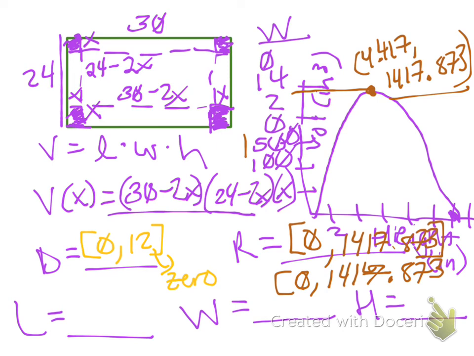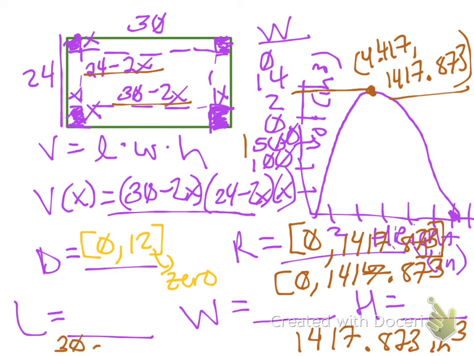All right, so that's your ordered pair that you should have gotten. The maximum volume is 1,417.873 cubic inches, because length times width times height are the 3 different terms that we're multiplying. And so then we use our equations that we came up with up here and use them to find the actual dimensions of the box, the actual length, the actual width, and the actual height.